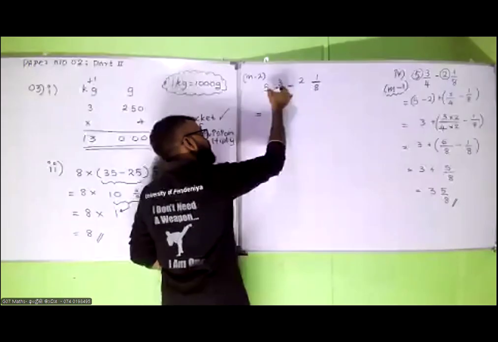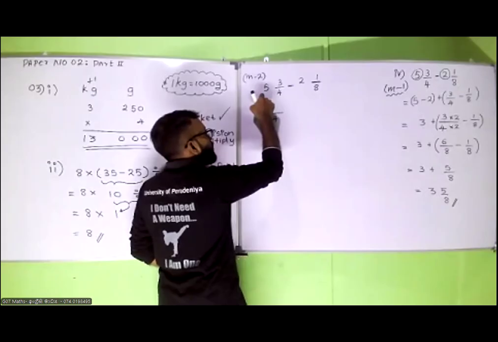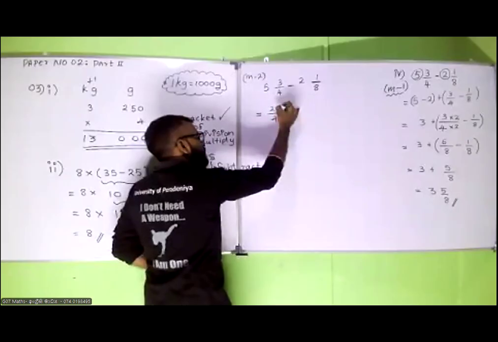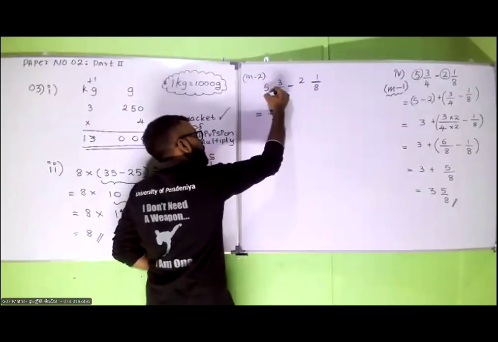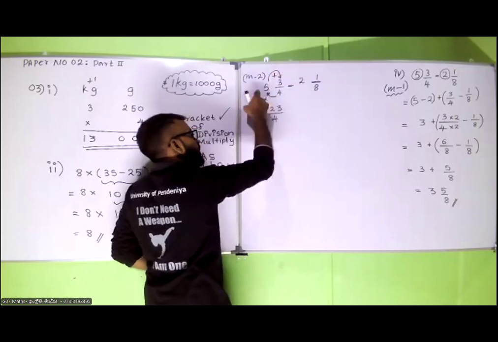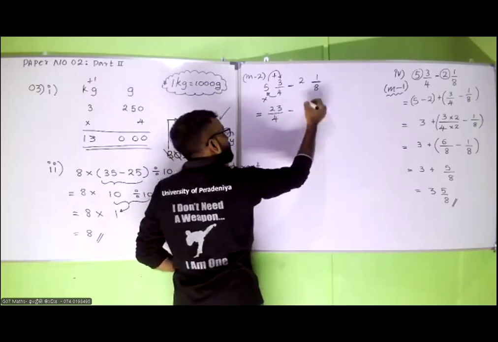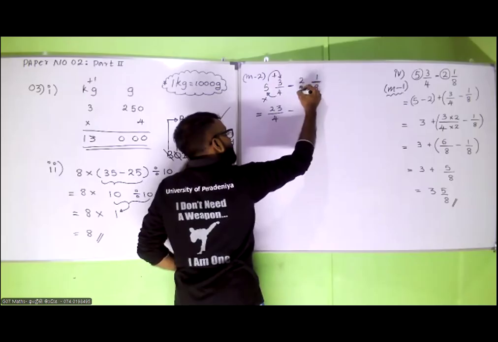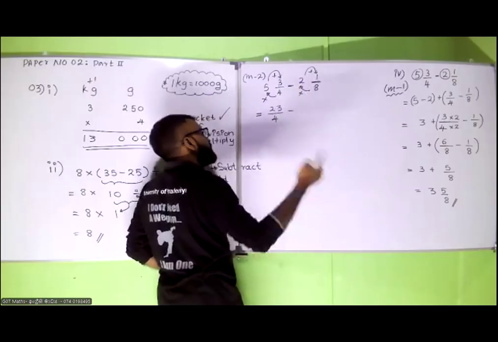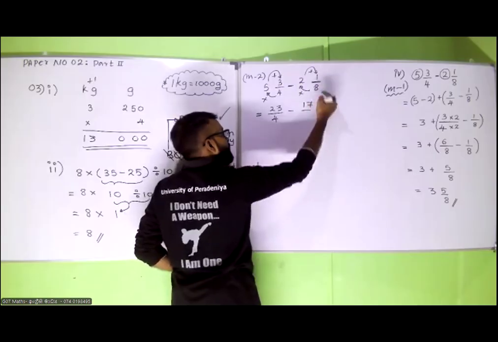The denominator of this mixed number is 4, so my denominator should be 4. So 4 times 5, 20. 20 plus 3, 23. So multiply these two numbers and add these two numbers. Minus, same thing, 8 times 2, 16. 16 plus 1, 17. Numerator is 17, denominator is 8.